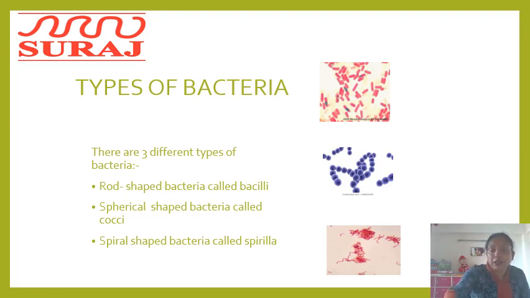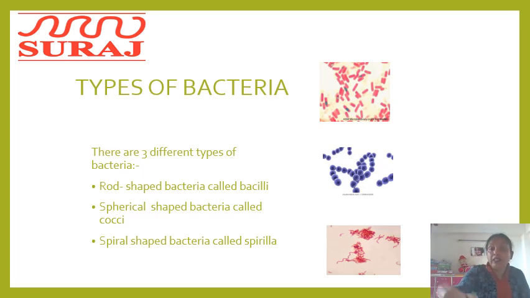And at the bottom, the bacteria which are present are called spiral shaped bacteria. They are called spirilla. So spiral shaped bacteria are called spirilla, spherical shaped bacteria are called cocci, and rod shaped bacteria are called bacilli.